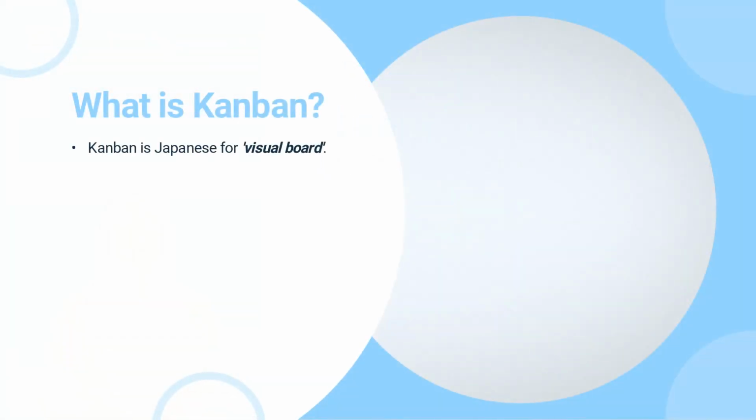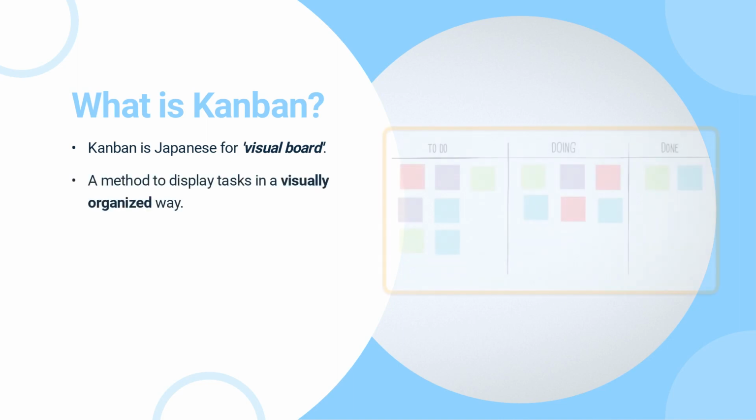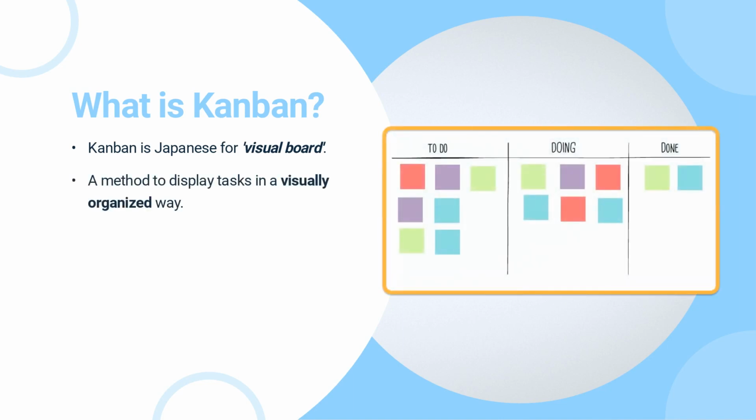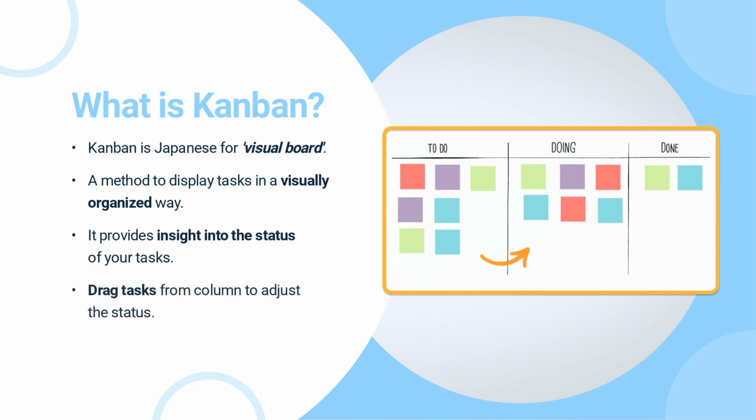Kanban is a Japanese word for visual board. It is a method to display tasks in a visually organized way. It provides insight into the status of your tasks, making it easier to organize and schedule work. Drag tasks from column to column to adjust the status, aiming to complete all tasks.